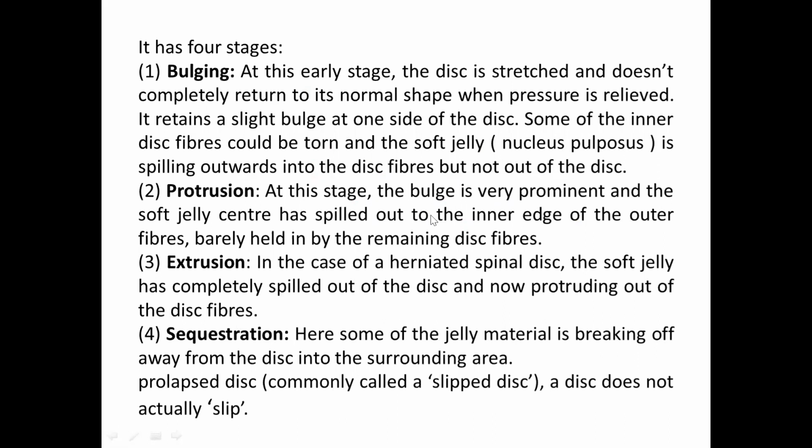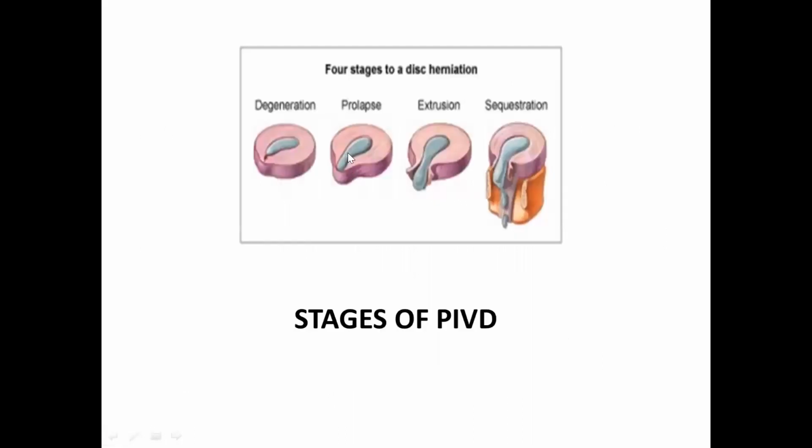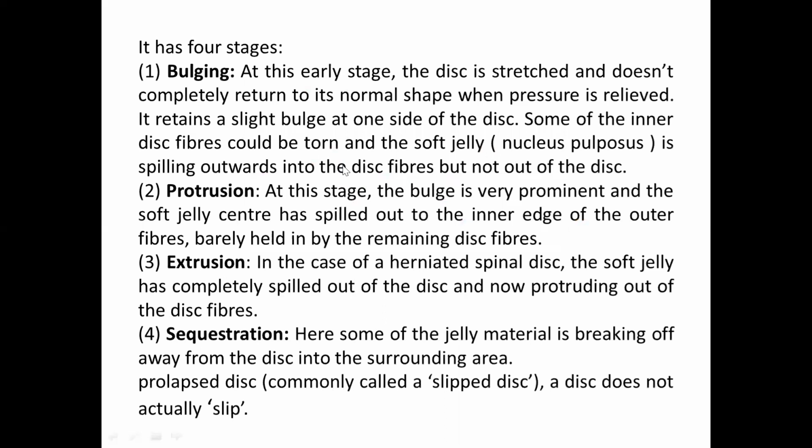Next is the protrusion. At this stage, the bulge is very prominent, and the softer jelly center has spilled out to the inner edge of the outer fibers, barely held in by the remaining disc fibers. So now you can see here prolapse or protrusion. It started coming to the very edge of the disc fibers. These are all disc fibers, as I mentioned. It is coming to the edge of the disc fibers, and just after some time, when there will be more pressure, more extensive damage, then extrusion and sequestration will occur.